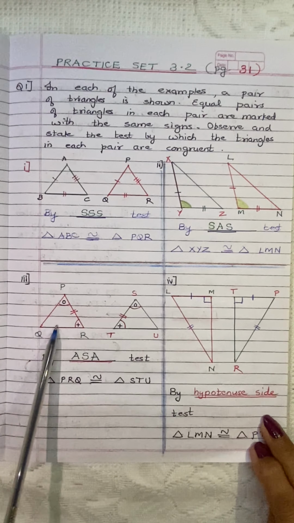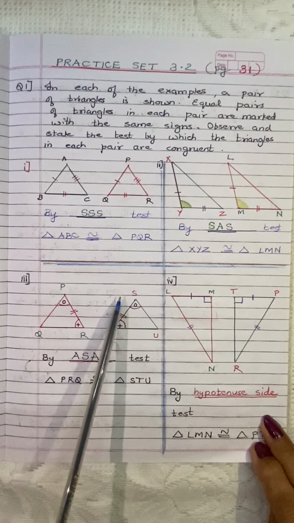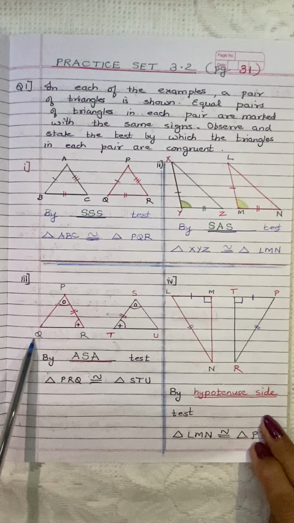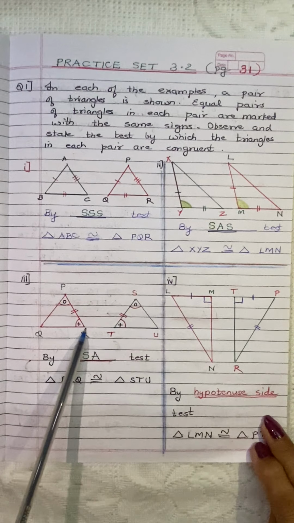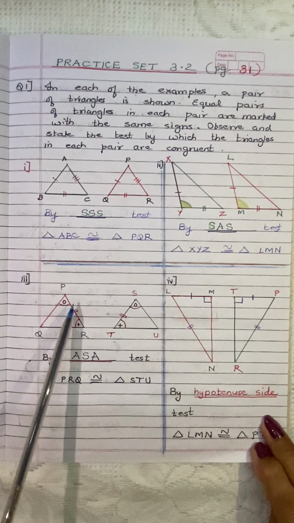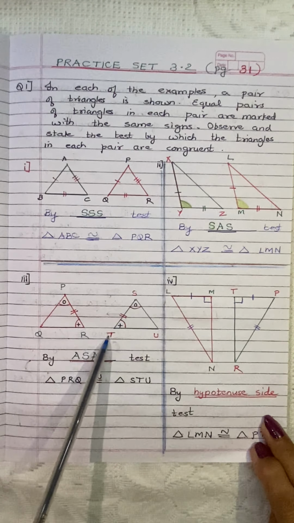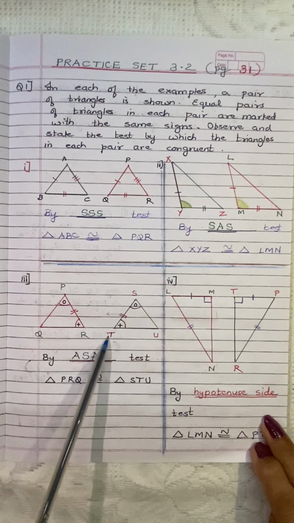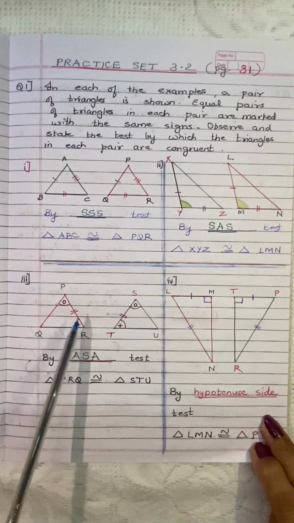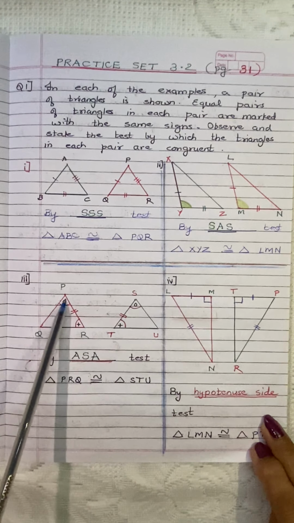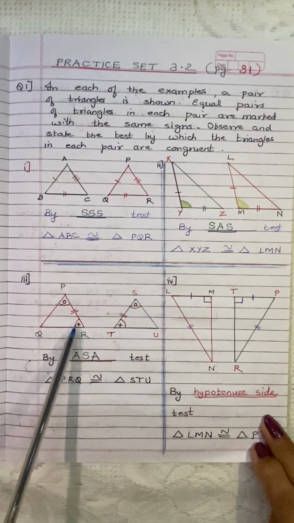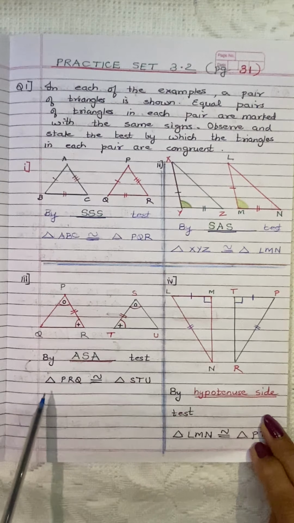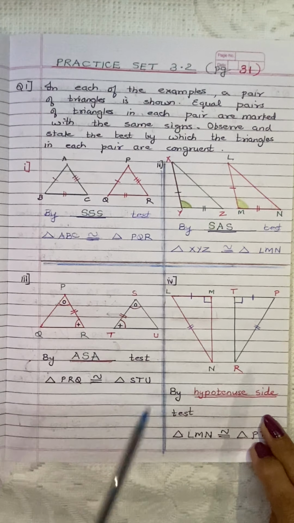Now third sub question, two triangles PQR and STU. If you look at these two figures, PQR, this is angle and this is side, PR is congruent to ST, and angle PRQ is congruent to STU. So here two angles and side included by it. So angle, side, angle. So by ASA test, triangle PRQ is congruent to STU.